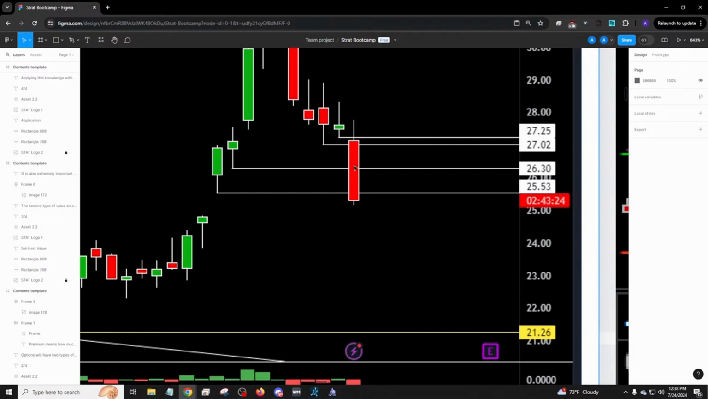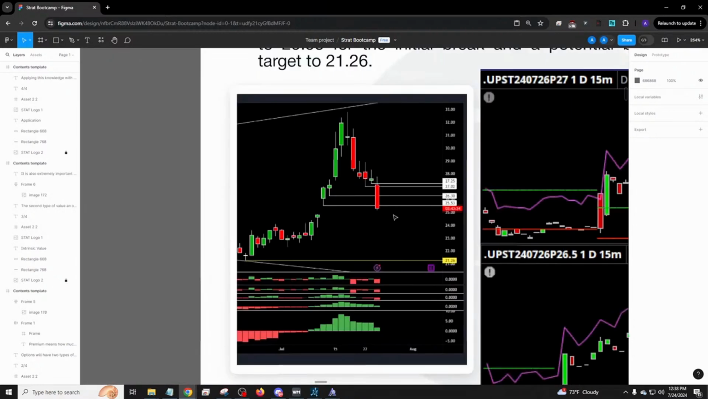So we want to make our money here, become in the money. And then if it keeps going, we're in the money. So each dollar pays us $100 per contract, right? What a lot of people do is they'll say, oh, if it's going to 25.53, I'll buy the 24 put. It's like, no, buy the 26 put or the 26.5, be in the money, make your premium back, and then you can let it go if it keeps going.